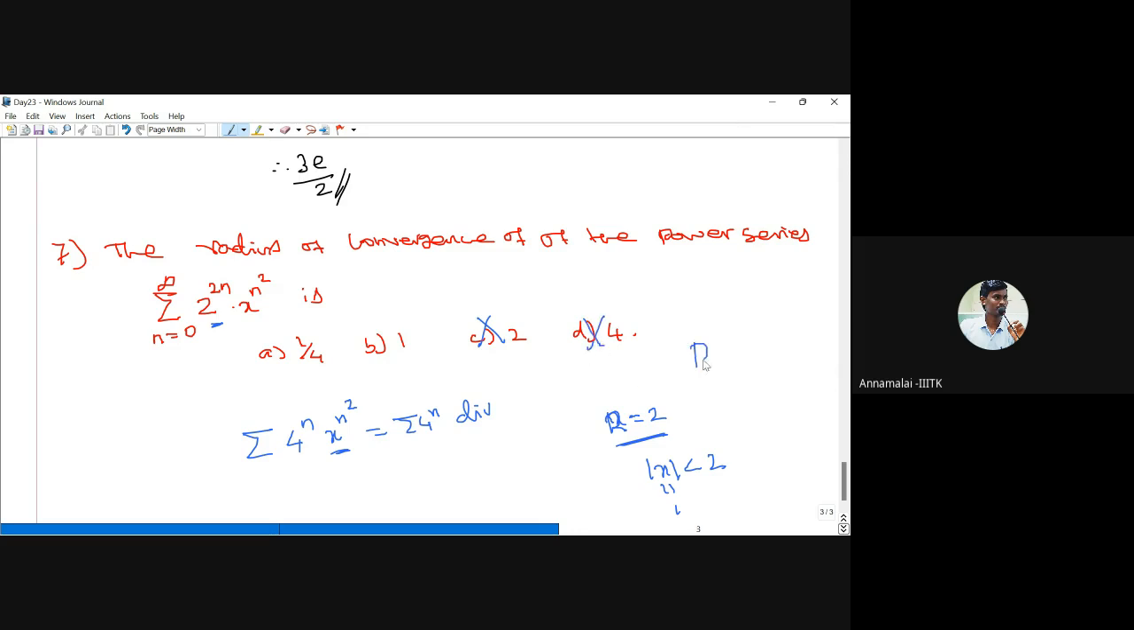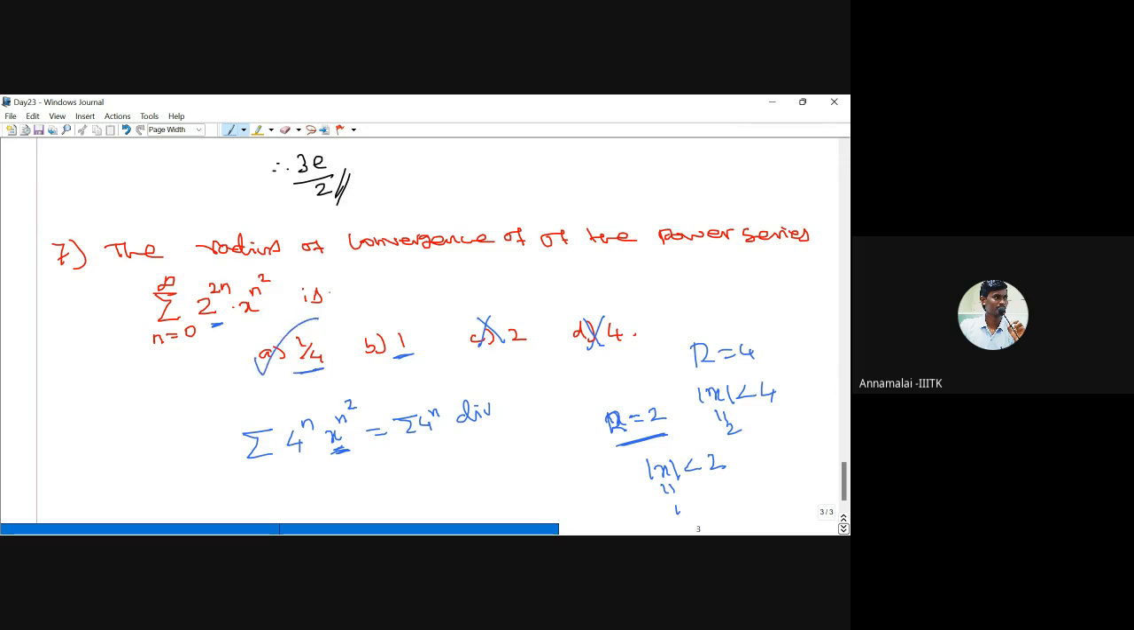Because if suppose the radius of convergence is 4, the given series converges for all x less than 4. You can take 2 or 1, and that does not converge. Similarly, you can take this also. If you take 1, if you substitute x equal to 1, or if you take some number smaller than 1, again this series does not converge. Therefore, the only possible radius of convergence will be 1 by 4.